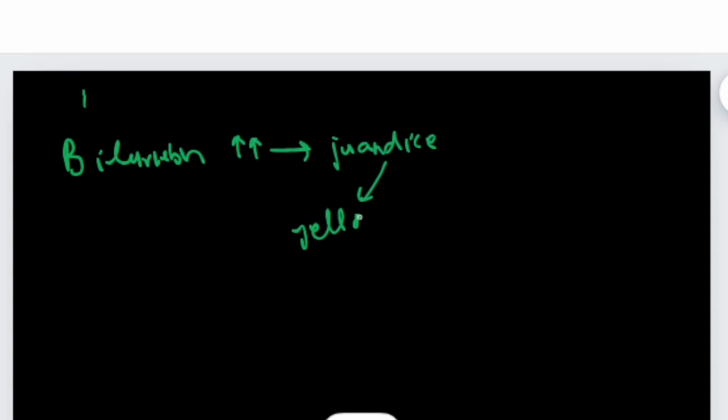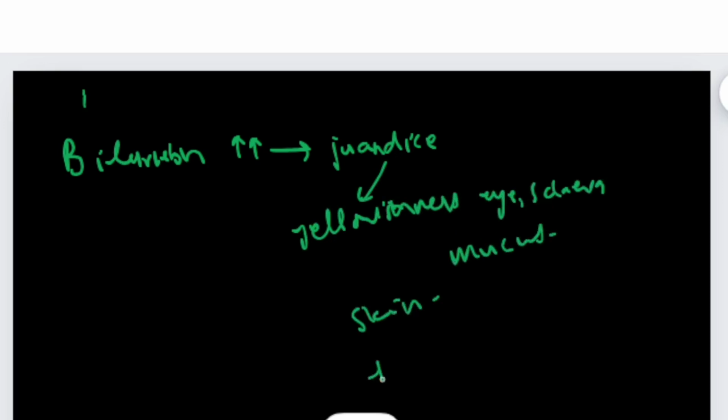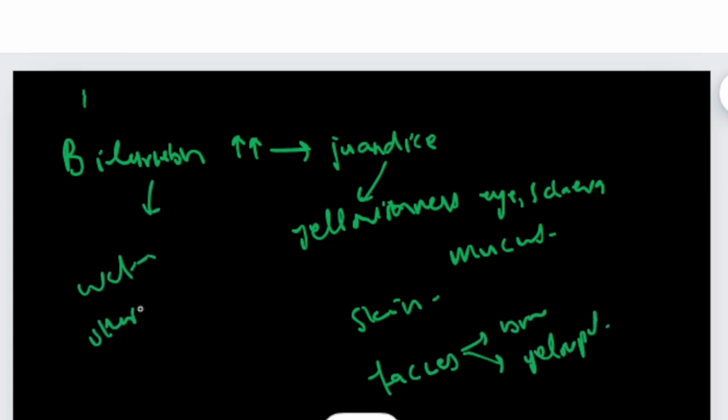Now the second thing is the substance removal. First of all, we will explain bilirubin. When bilirubin becomes high, it causes jaundice: yellowish discoloration of the eyes, sclera, and mucus membranes, and the second thing is the skin and face. In the feces, it will be brown and yellow. Another is that in the urine there will be a yellow color.